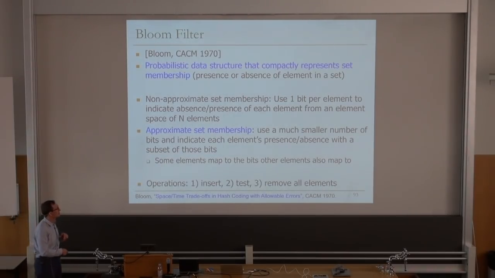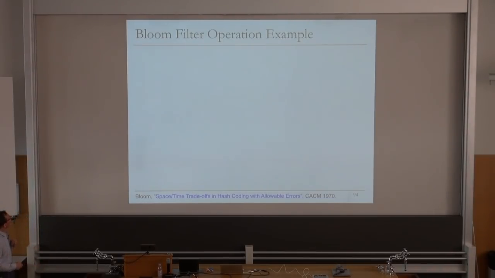And there are multiple operations that you can do on this data structure. You can insert an element into it, you can test the presence of an element, or you can remove all elements. You cannot remove an individual element because there's aliasing, right? Some elements map to the same bits. And once you insert one element and another element, once they map to the same bits, you can either remove both or none, but you cannot remove one individually. I guess you can remove one individually, but you need to know every other thing that's inside the set. It's not a scalable solution.